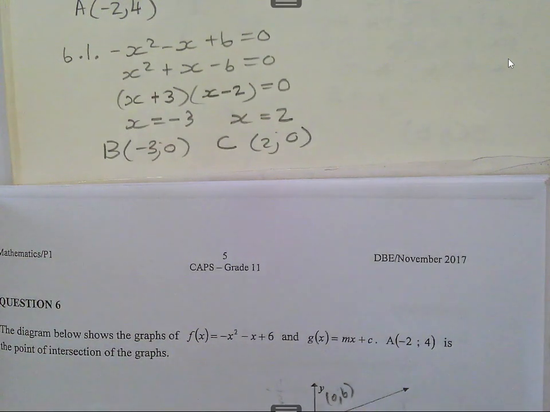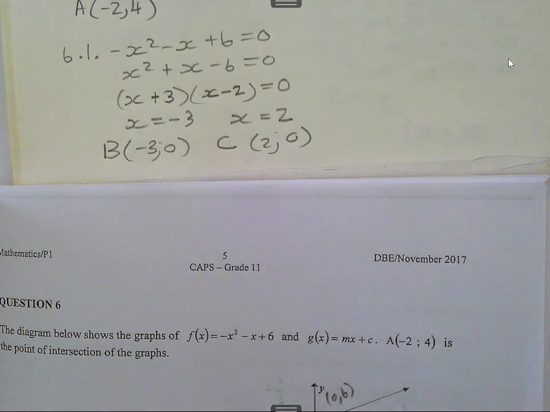Okay, I want to get to 6.2 and 6.3. In 6.2, they say write down the equation of the axis of symmetry. The axis of symmetry is also something else. What is it? The x value of the turning point. Okay, it can be both.